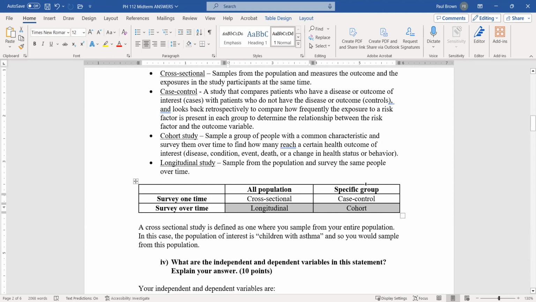So in this case, it's a cross-sectional study. It means you're surveying all at one time and for the entire population.